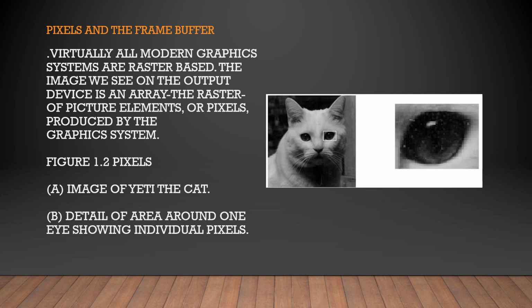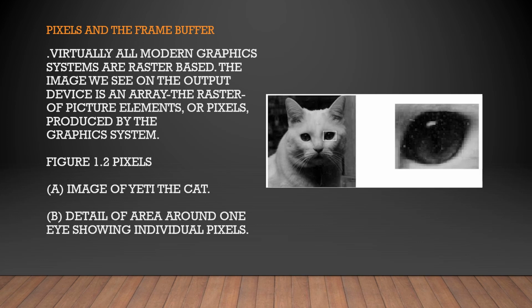Now let us go through how the pixel and the frame buffer are framed. Virtually all modern graphics systems are raster based. The image we see on the output device is an array, the raster, of picture elements or pixels produced by the graphics system. In Figure 1.2, the cat figure, you can see the eyes. It consists of some small particles, and combining all those small particles forms the pixels of the image of the cat.